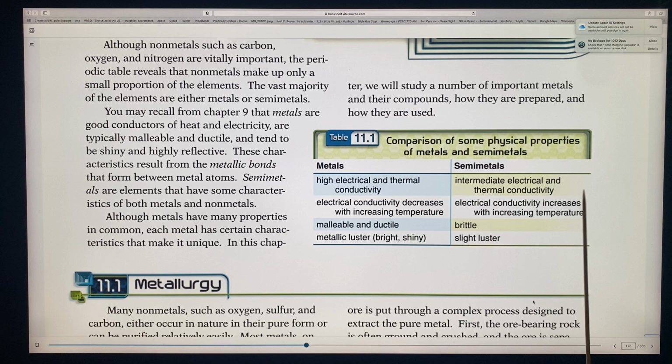Now, semi-metals are a little bit different. They're more of a combination of metals and non-metals. They have intermediate electrical and thermal conductivity, so in between. You'll know semi-metals because they're used in computer chips, but their electrical conductivity increases with increasing temperature, which is the opposite. They're brittle and they have just a slight luster. They're not shiny. So that's the difference between metals and semi-metals.